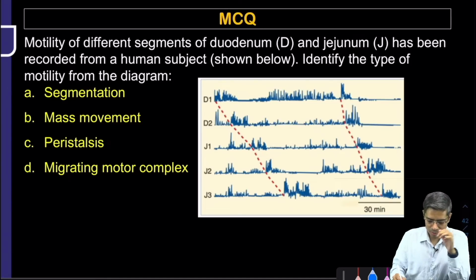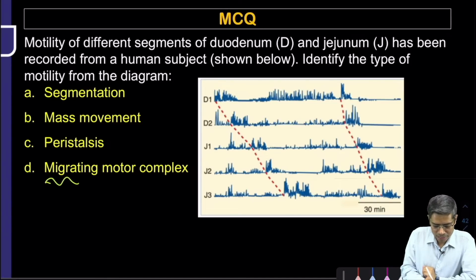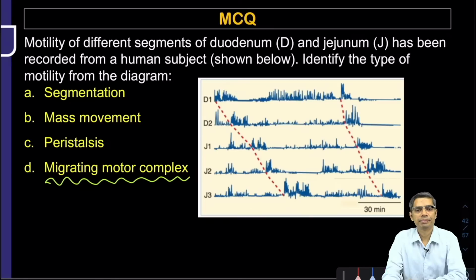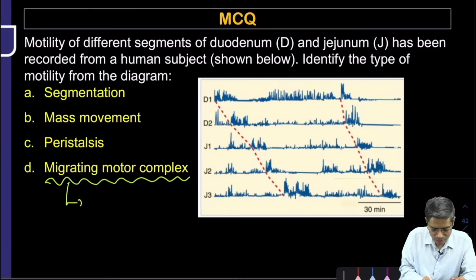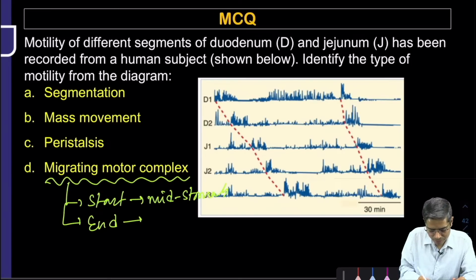Now, the answer of this question is migratory motor complex. Okay, migratory motor complex. How will I understand? You have to identify that migratory motor complex starts from which part? It starts from the mid part of the stomach, okay, and it ends at the level of the terminal ileum.